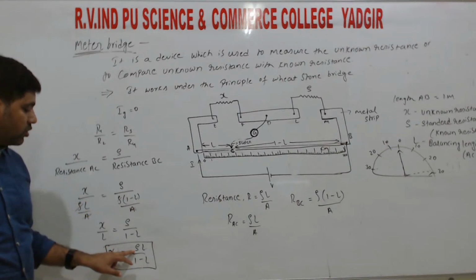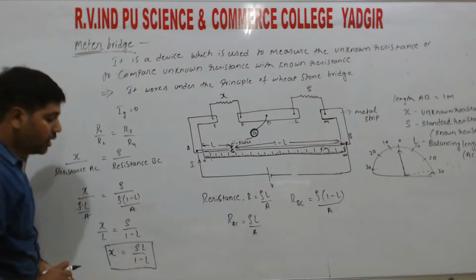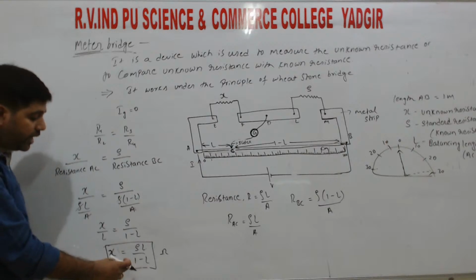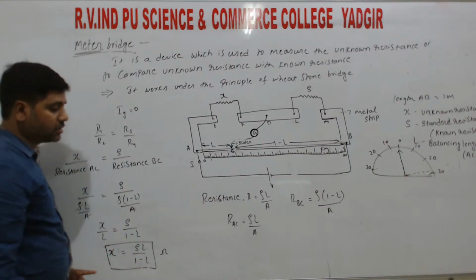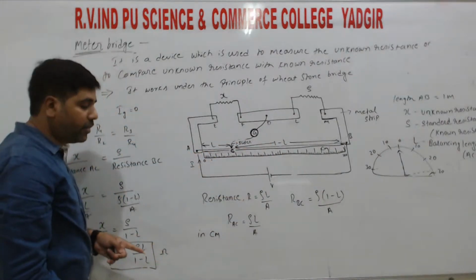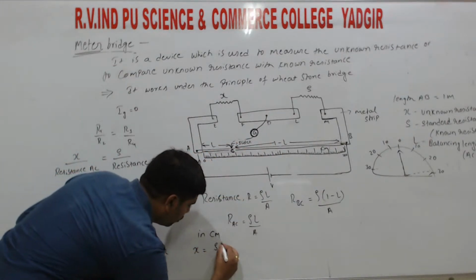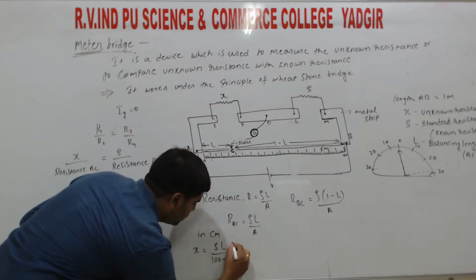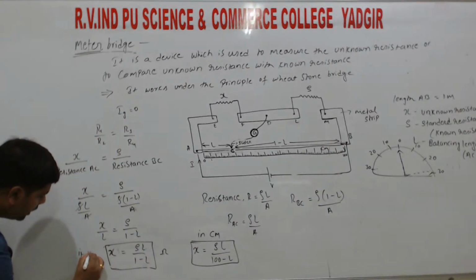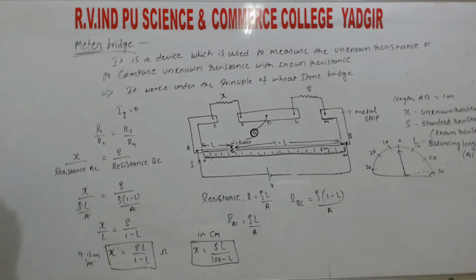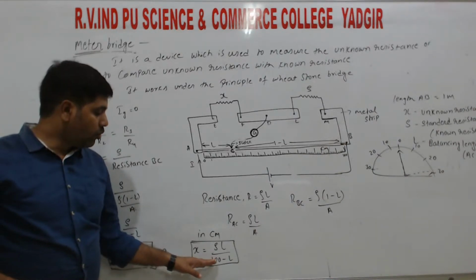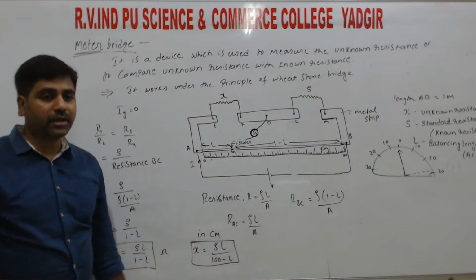ಸೊ ಫಾರ್ಮುಲಾ is X equals SL divided by 1 minus L and it is when this is in meters. So meter ಅಲ್ಲಿ ಇದ್ದಾಗ SL divided by 1 minus L. So if we measure the length in centimeter, then X equals SL divided by 100 minus L. So this is in centimeter and that is in meter, right? So ಎರಡರಲ್ಲಿ ಯಾವ ಫಾರ್ಮುಲಾ ಬೇಕಾದರೂ ನಾವು represent ಮಾಡಬಹುದು, right? So in labs ಅಲ್ಲಿ we almost use SL divided by 100 minus L, right?